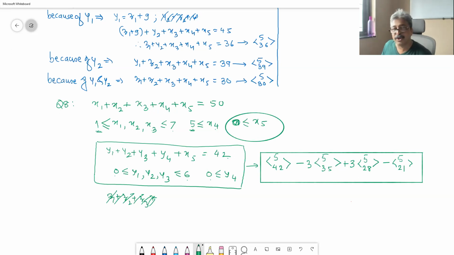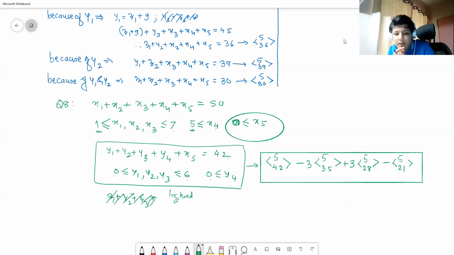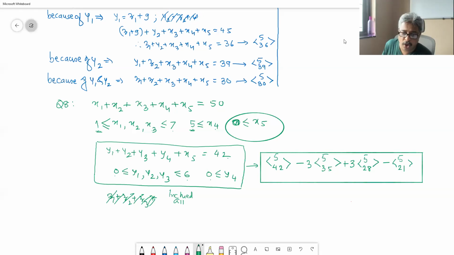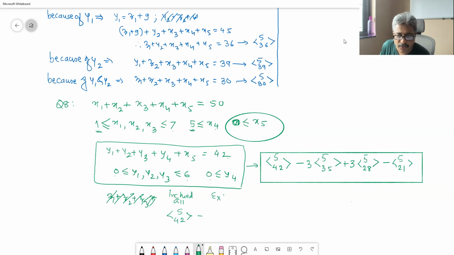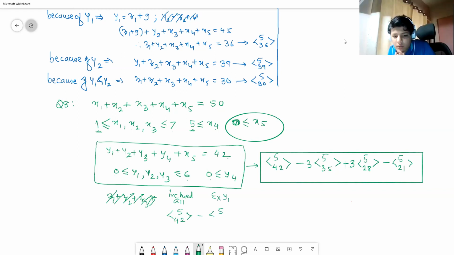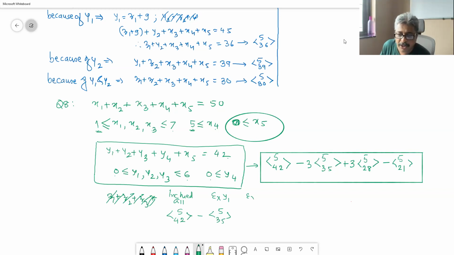When will all of you get the answer correct? How many do I have to solve? So that maybe you will understand. Now I am explaining. Include all: 5 elbow 42. Have you understood this? Exclude because of y1: 5 elbow 35. Exclude because of y2: 5 elbow 35. Exclude because of y3: 5 elbow 35.